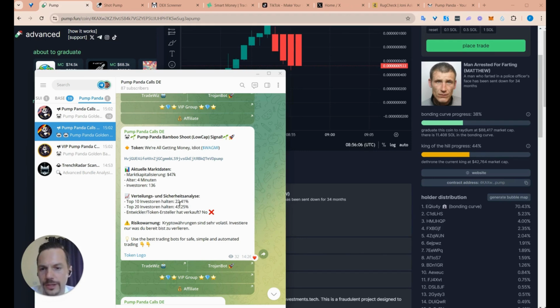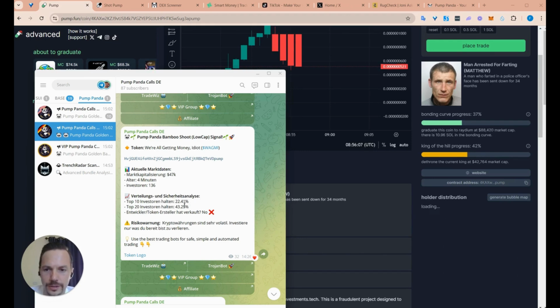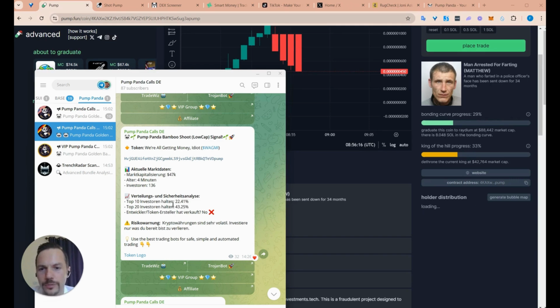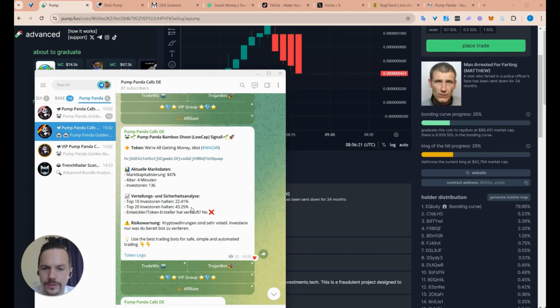So as I said, for me, a general guideline, I'd say the top 10 should ideally be under 20%, but no more than 25% for the top 20, that's about double, so ideally under 40%. But if they really have more than half, not so good.